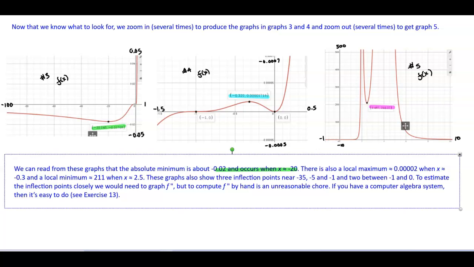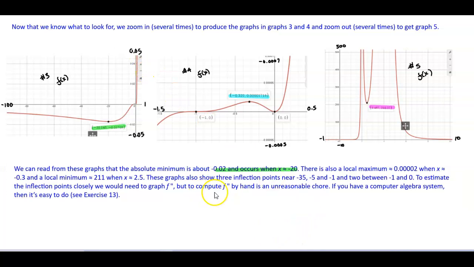To estimate the inflection points closely, we would need to graph the second derivative, but to compute the second derivative by hand is an unreasonable chore. If we did have a computer algebra system, then it's easy to do, which is going to be in exercise 13.